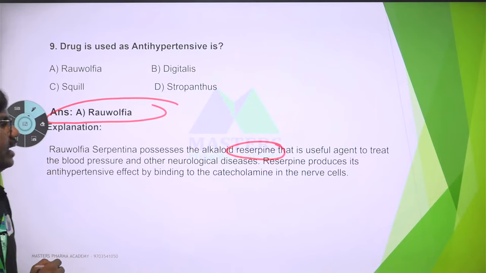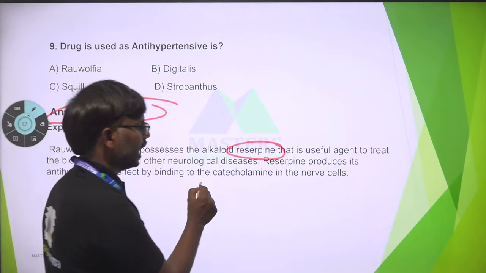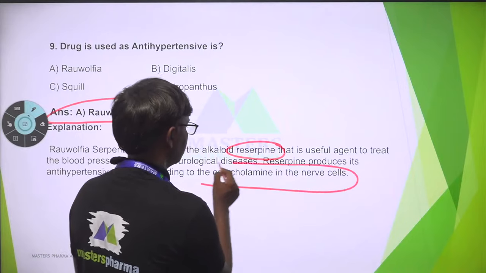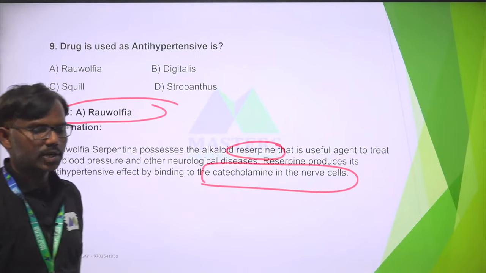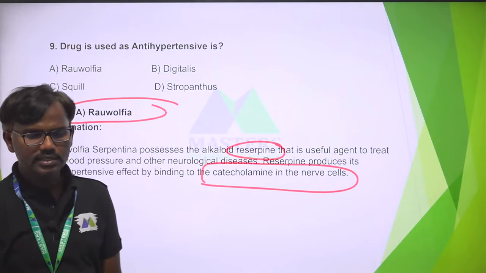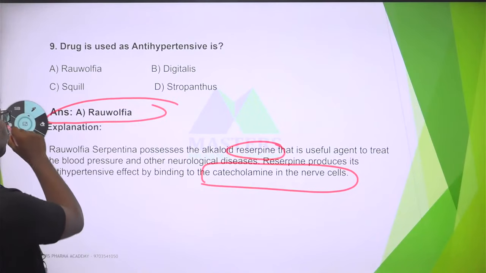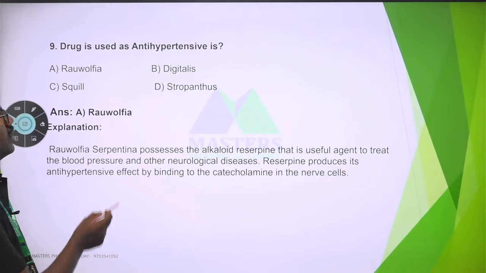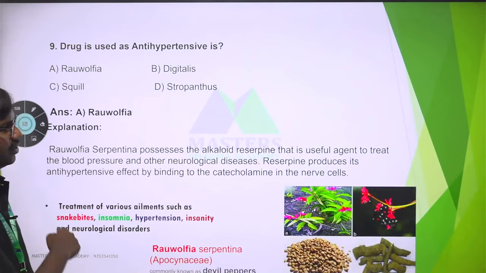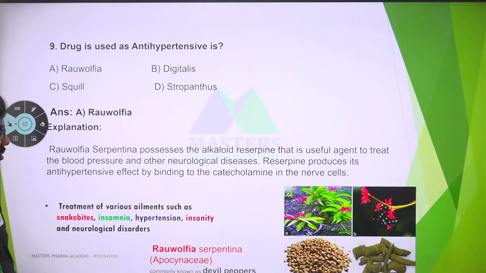Reserpine has an antihypertensive effect by binding to the catecholamines in the nerve cells. It will directly inhibit the catecholamines. That is the mechanism of action of reserpine. It is obtained from Rauwolfia serpentina. This is the drug. This is the plant.